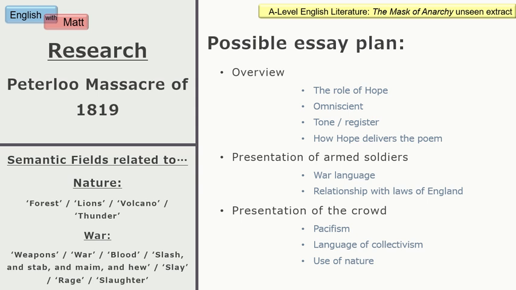And the bullet points under each of those subheadings tells you what I would intend to include in each of those paragraphs. So once I've done the overview and I've kind of introduced Hope and the way in which this poem is delivered, I would then talk about the armed soldiers and I would then talk about the crowd. And using this kind of structure, I'd be able to create this juxtaposition between the peaceful protesters and this idea of violence from the armed soldiers. And I would tie in there the semantic fields, which I've included on the bottom left of the screen.